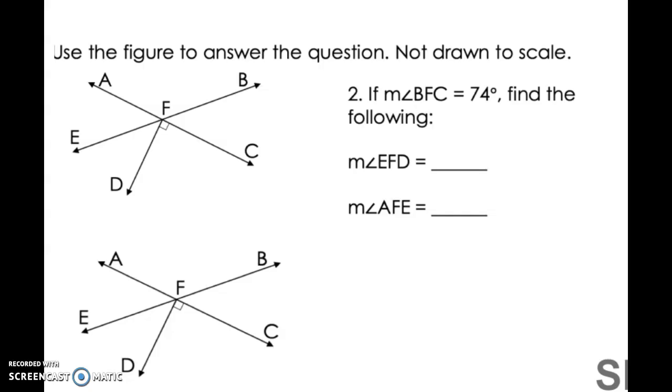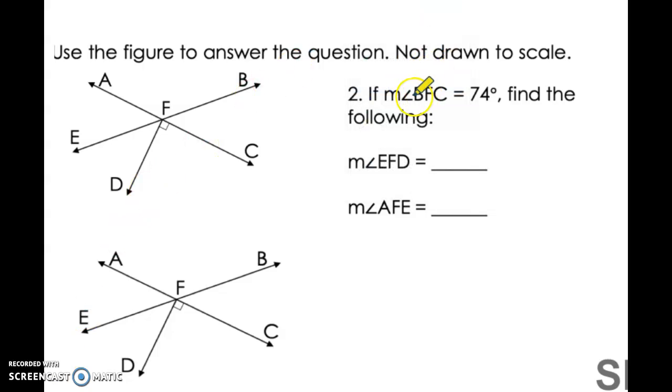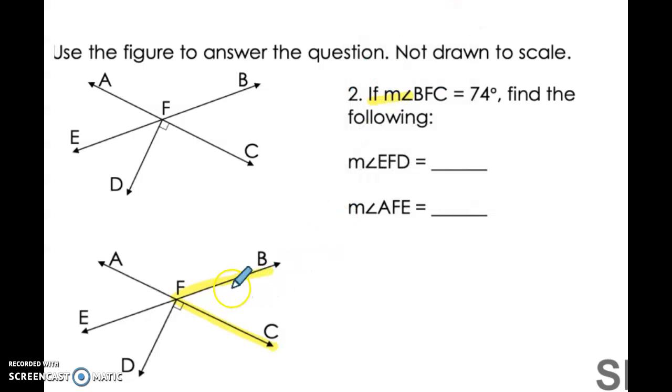All right, number 2, use the figure to answer the question, not drawn to scale. So if the measure of angle BFC equals 74 degrees, find the following. First let's find angle BFC on our picture. I will highlight it in yellow. So BFC, we know that that angle from the problem is 74 degrees. So I'm going to label it here, 74.